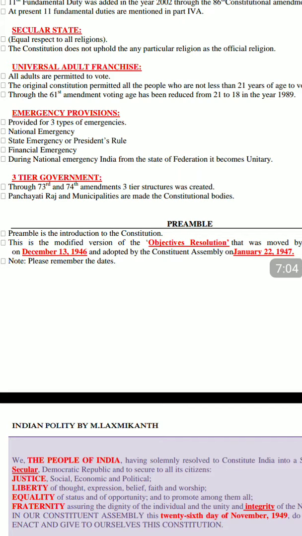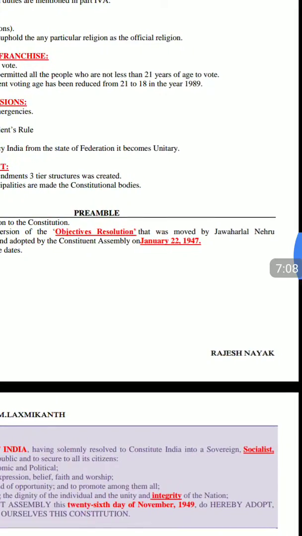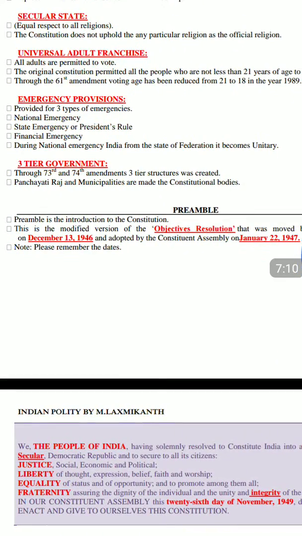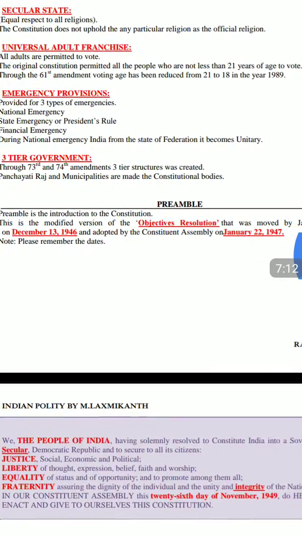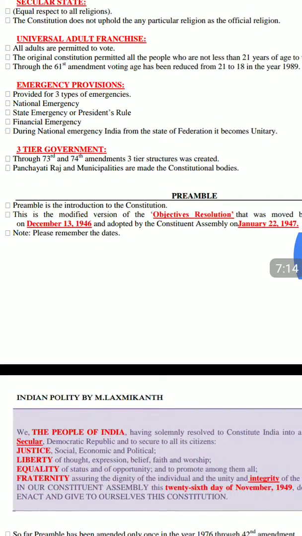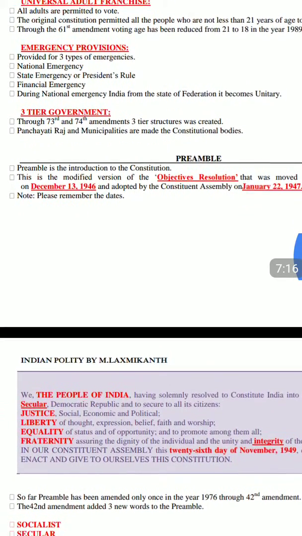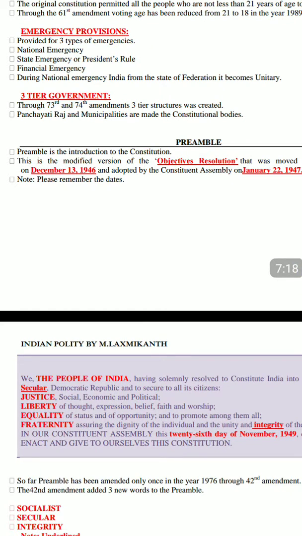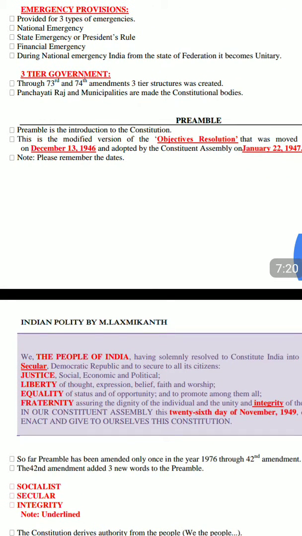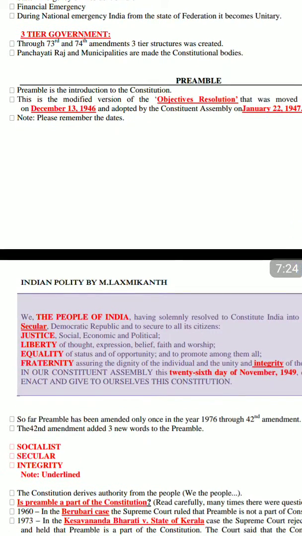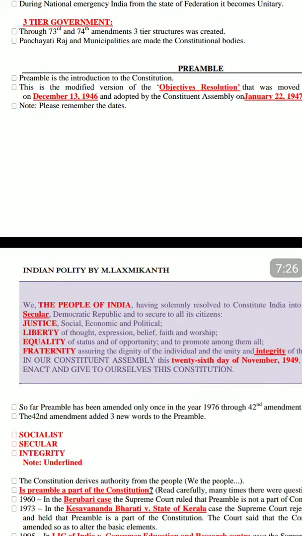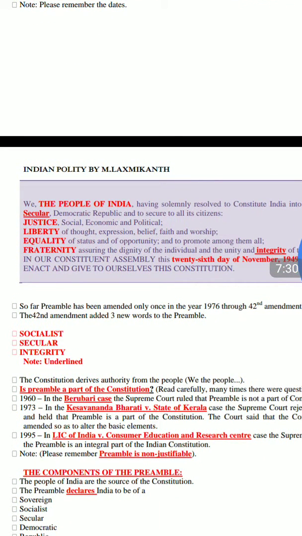This is a modified version of the Objectives Resolution that was moved by Jawaharlal Nehru on December 13, 1946 and adopted on January 22, 1947. Initially the Preamble stated only justice, liberty, equality, fraternity, but under the 42nd Amendment, three new words were added: socialist, secular, and integrity. The Constitution derives authority from the people.